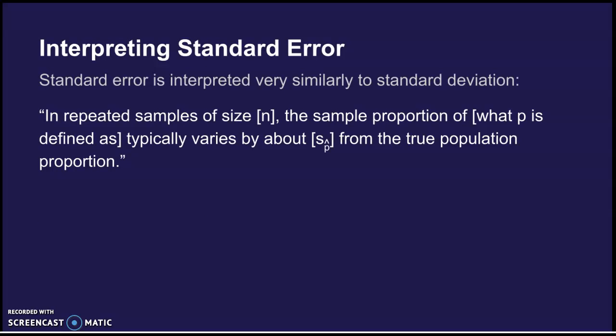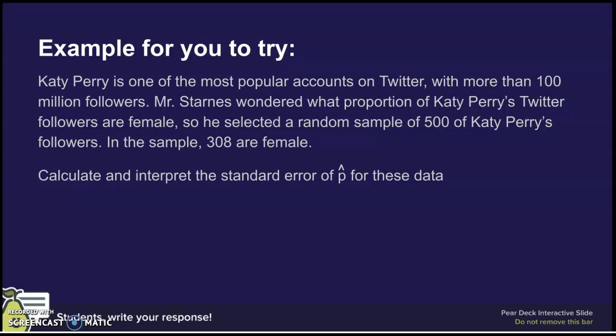Standard error is interpreted pretty much the same way that you would interpret standard deviation. We say that with repeated samples of size whatever, the sample proportion of whatever it is we're looking for typically varies by about whatever the standard error of p hat is from the true population proportion. All right, so let's try it.